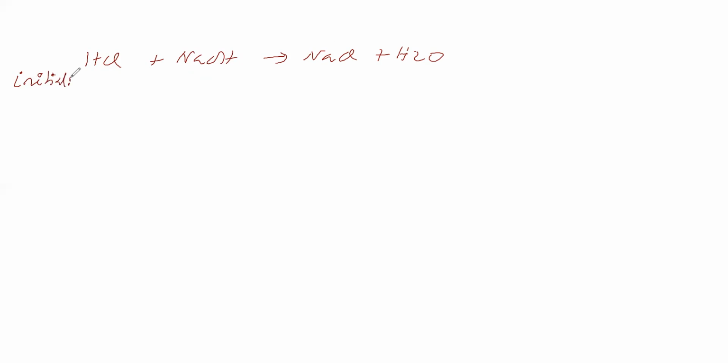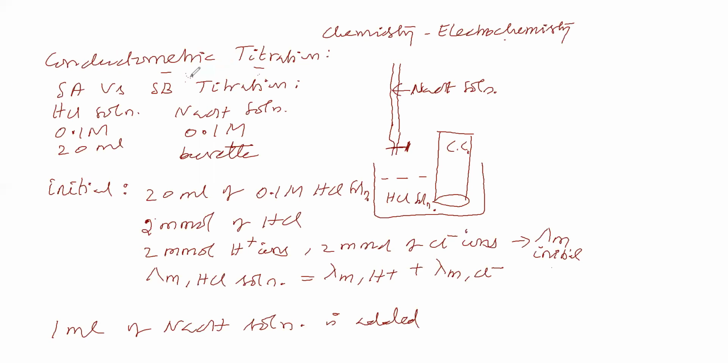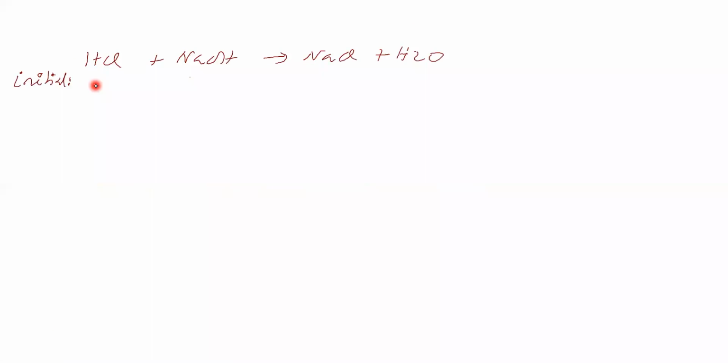Initially, what you have taken is HCl. How much HCl have you taken? 20 ml of 0.1 molar HCl solution. If you multiply 20 and 0.1, you get 2 millimoles of HCl. So initially, you have taken 2 millimoles of HCl.